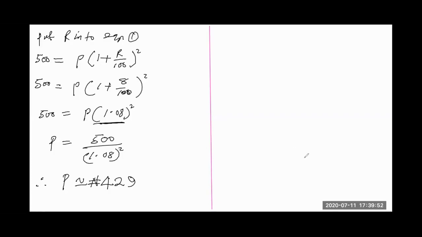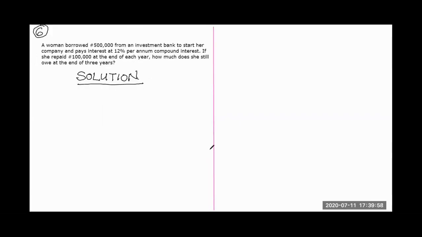Perfect. So let's look at example 6. In example 6, it says, a woman borrowed 500,000 naira from an investment bank to start her company and pays interest at 12% per annum, compound interest. If she repays 100,000 at the end of each year, how much does she still owe at the end of 3 years? All right, so here we are.